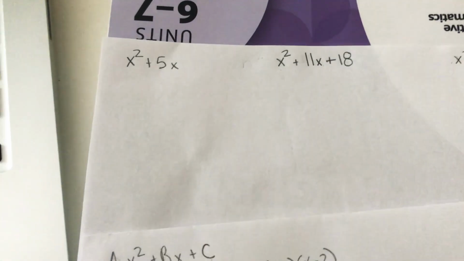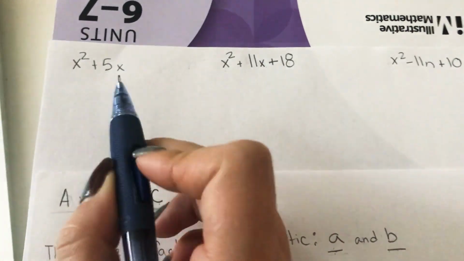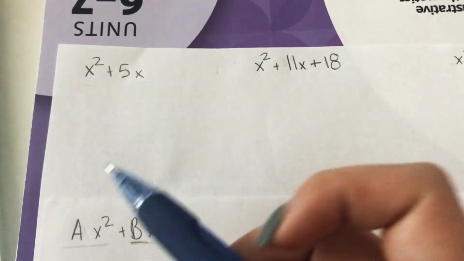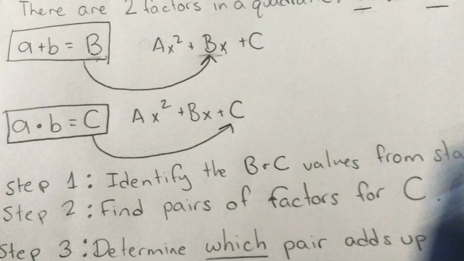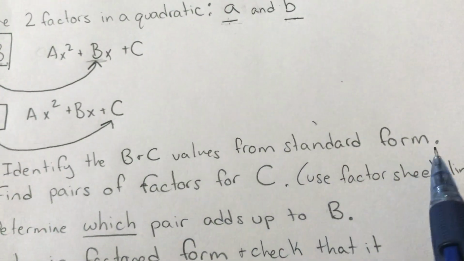So looking at this first example here, which is going to be similar to 2 of the questions you're going to answer on your own. We are given this standard form, x squared plus 5x. So we need to factor this. Step 1, I'm looking at my steps. It says identify the b and c values from the given standard form.